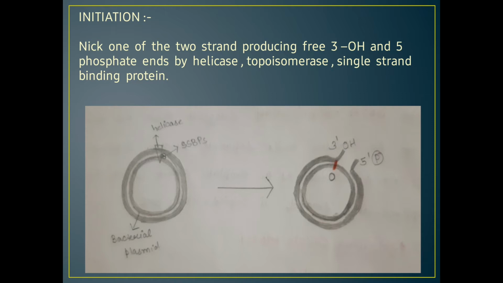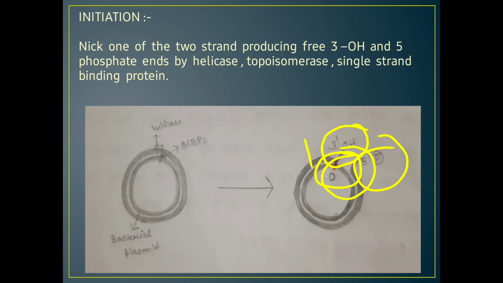In the second diagram, you can see that a cut has occurred. That cut is said to be nick 1. Nick means a small cut. So a small cut occurs there, and in the outer strand one end has become 3' OH, and at 5' there is a phosphate group. It occurs with the help of helicase, topoisomerase and single stranded binding protein. With its help, the initiation process occurs.